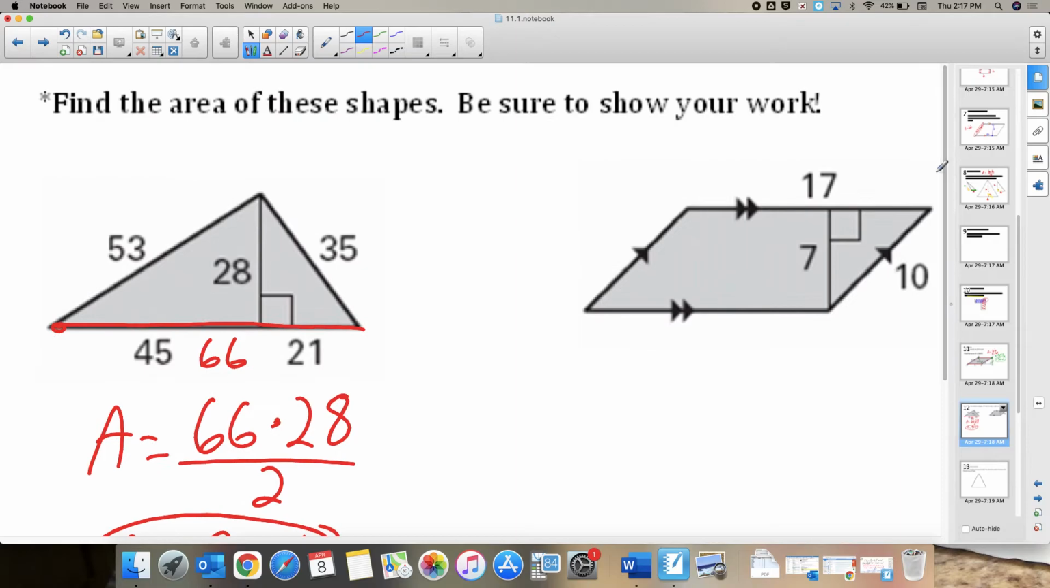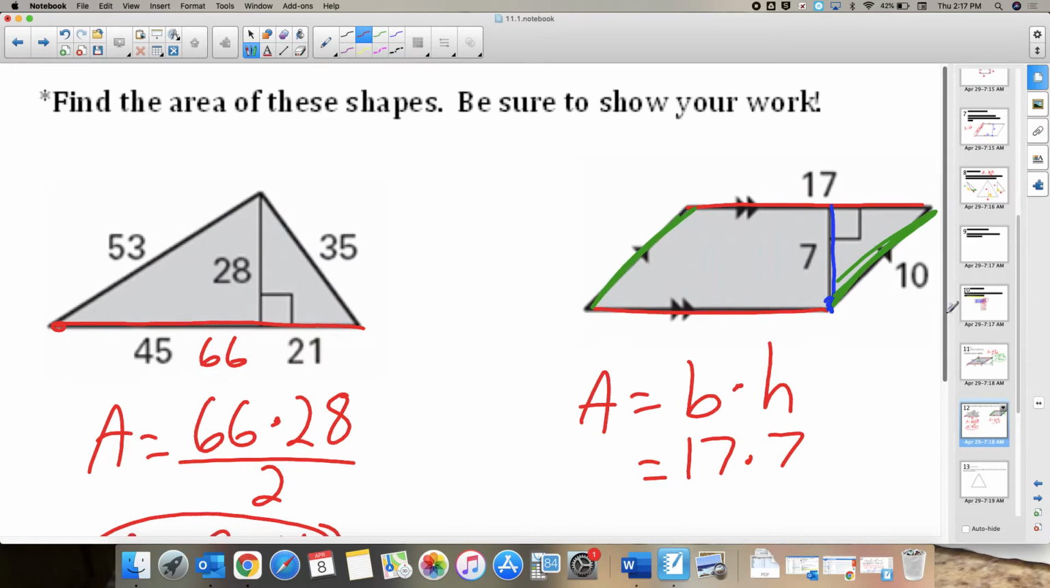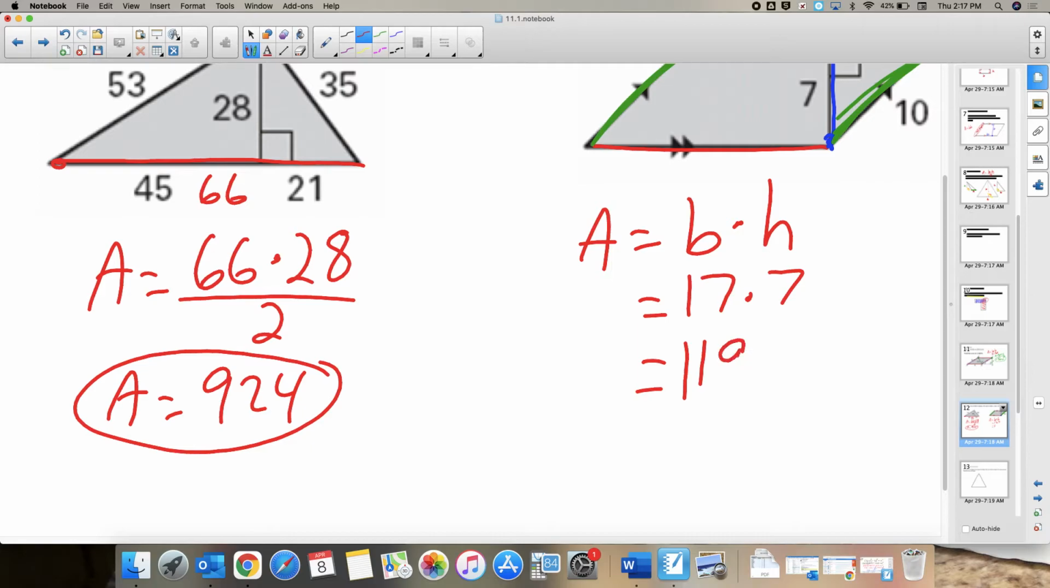On the right-hand side, we have our parallelogram. So my area is base times height. My base is 17. My perpendicular height between them is 7. So it's 17 times 7. Now, 10 could be a base, but I don't have a perpendicular height between its other base. So I cannot use the 10 at all. So I do 17 times 7. We get an area of 119. And we're just looking at units squared in both cases.